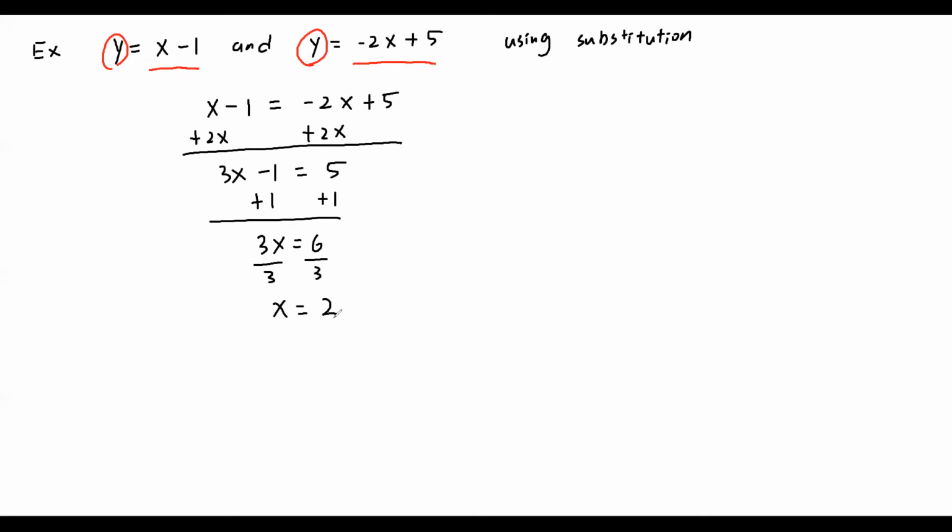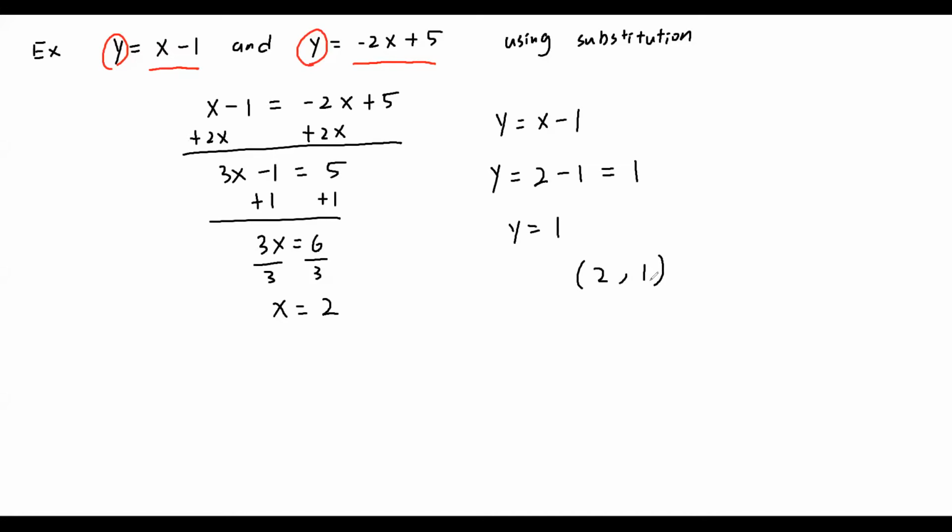Remember, the solution is the intersection, which is a coordinate. So we should have both the x and the y value. So once we obtain x or y, we have to plug it back into the equation and solve for the other variable. In this case, we will need to plug in to solve for y. Now, it does not matter which equation you plug into because the outcome will be the same. So we will choose the first equation, y equals x minus 1. If we plug in 2 for x, we will have 2 minus 1, which is equal to 1. So our y value is equal to 1. Then our solution to the system of equations will be (2, 1).